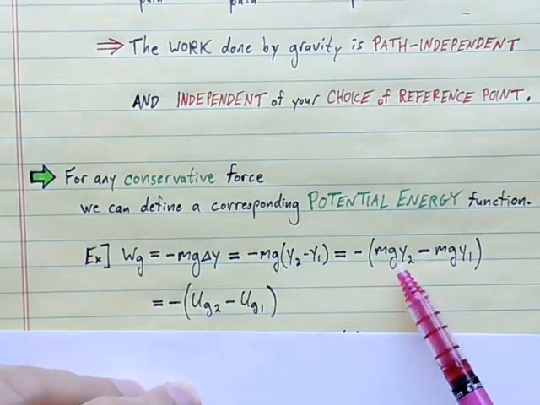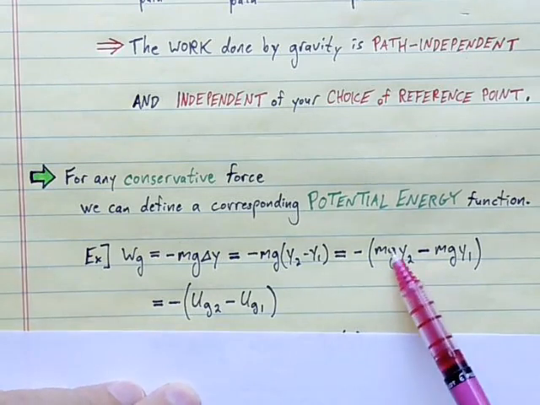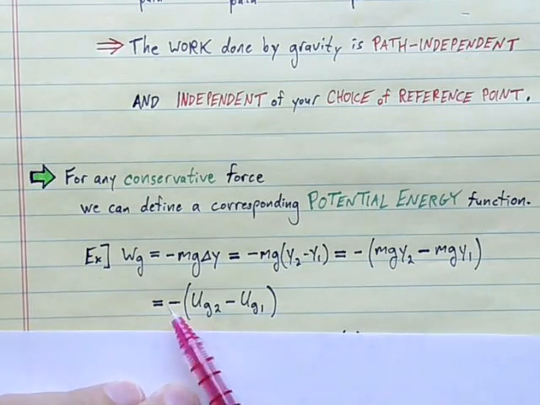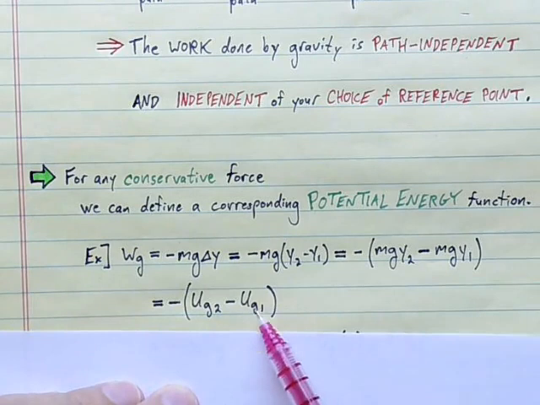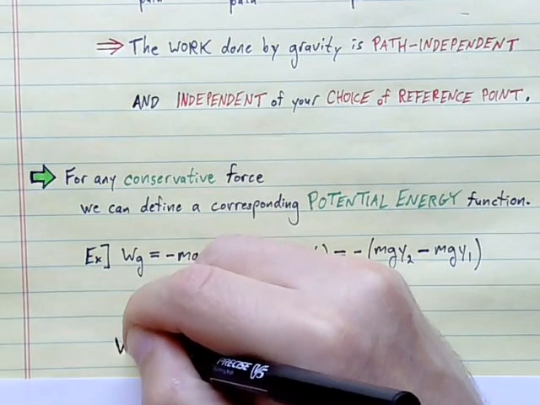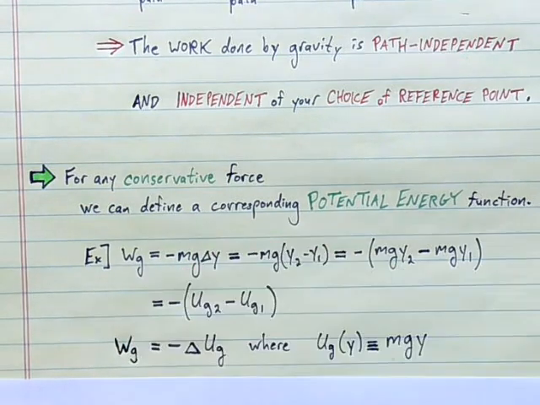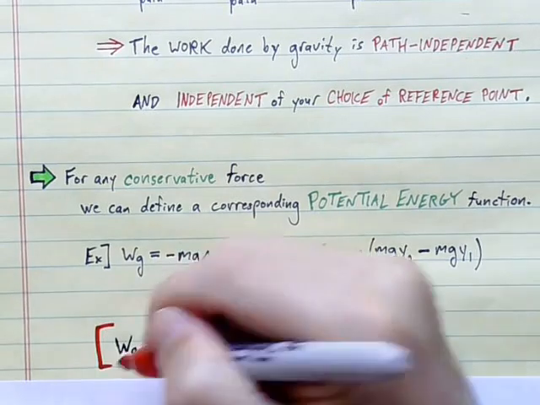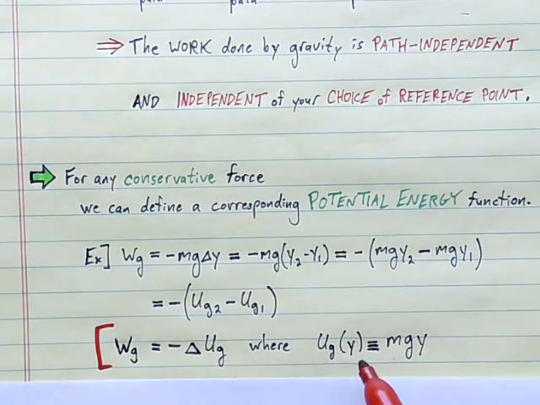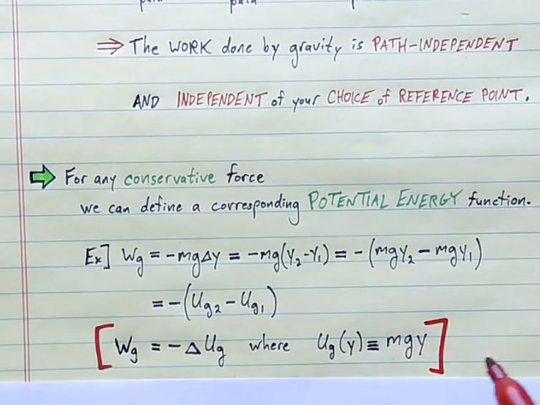So I'm going to call this quantity mgy. I'm going to define that to be the gravitational potential energy, Ug. So this is minus the final value of Ug minus the initial value of Ug. So we have here the work done by gravity on an object along some path is equal to the opposite of the change of this corresponding potential energy function, gravitational potential energy, Ug, where Ug is a function of position equal to mgy. That three-line equal sign means is defined as. Ug is defined as mgy.